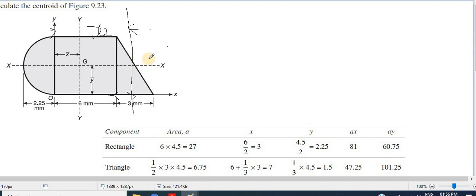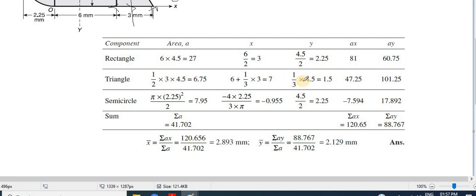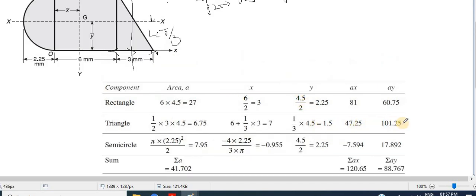What about Y2 for this triangle? Y2 is distance from reference axis X to local centroidal axis XG. So what is the distance from here to here? This is the reference axis X, right? What is the distance? Already we know the formula. What is the formula? Y by 3. So what is the distance? 4.5 by 3. So now Y by 3. So 1.5. Check it over here. 1.5, Y distance. A1 X1, A1 Y1.